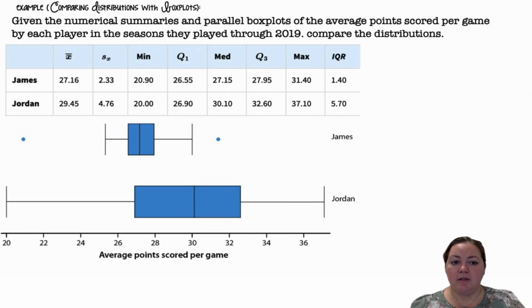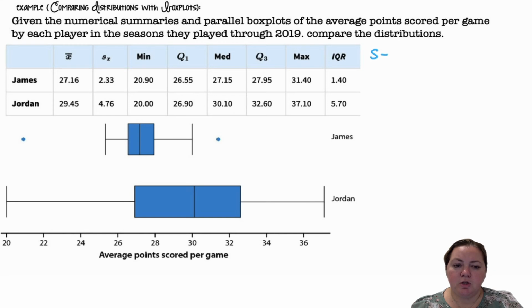Comparing distributions with box plots. Given the numerical summaries and parallel box plots of the average points scored per game by each player in the seasons they played through 2019, compare the distributions. We have LeBron James and Michael Jordan. We have their average, standard deviation, minimum, quartile 1, median, quartile 3, maximum, and their IQR. And then we have their box plots.